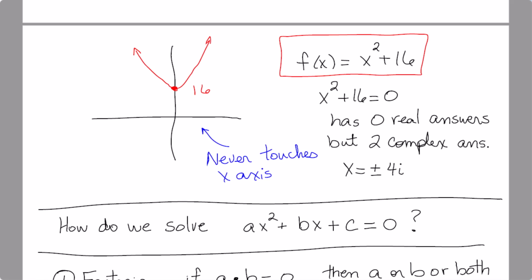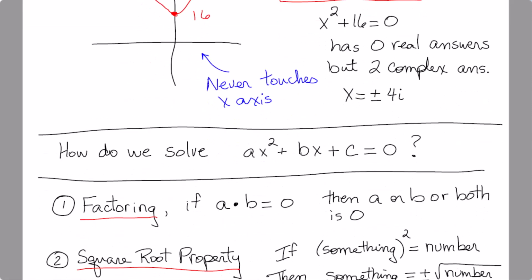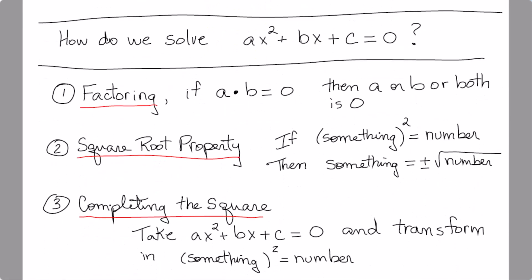So how do we solve these things? What is our strategy? Well, we have a couple of different techniques. We could factor this thing as a product of two things, and then we use the fact that if a product is 0, the only way that can happen is if one of them or both parts must equal 0. So if factoring works, this would be easy to do.